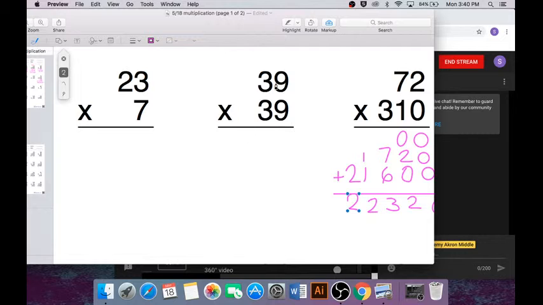Our next one, we have 39 times 39. We start with 9 times 9. 9 times 9 is 81. So we put down the 1, we carry the 8. Now we have 9 times 3. 9 times 3 is 27, plus 8 is 35.